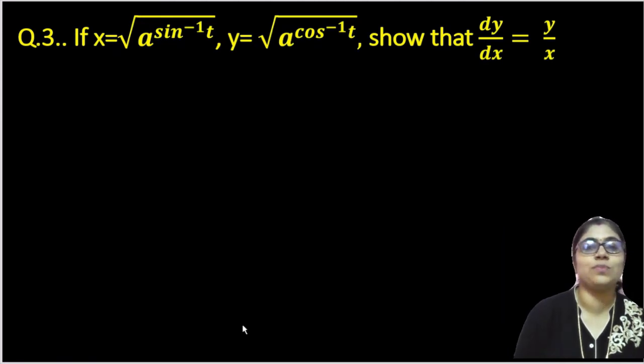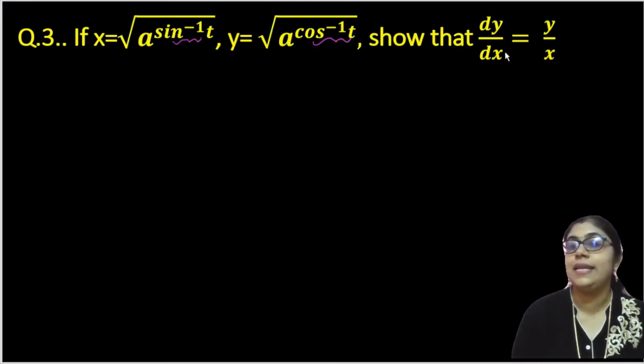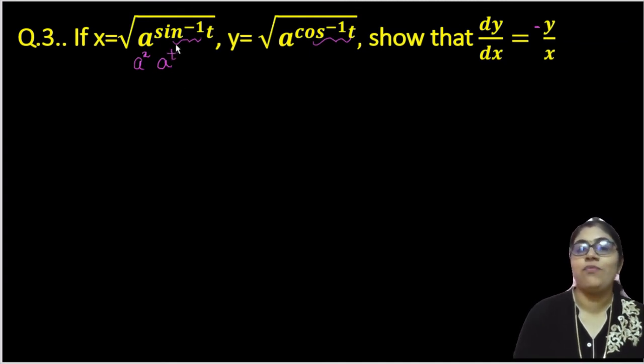So now let's move to the next question. Question number 3. If x is equal to square root of a to the power sin inverse t and y is equal to square root of a to the power cos inverse t, show that dy by dx is equal to minus y by x. So here it is in a to the power x or a to the power t form. So first let's simplify our x and y here.